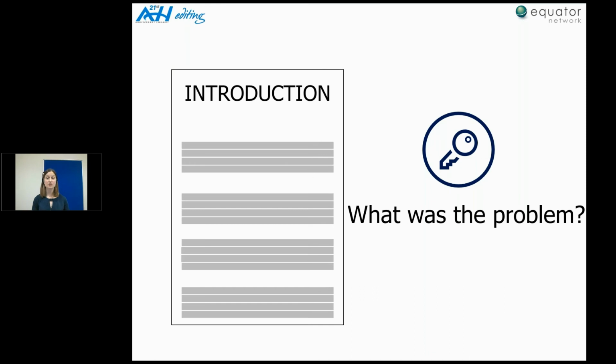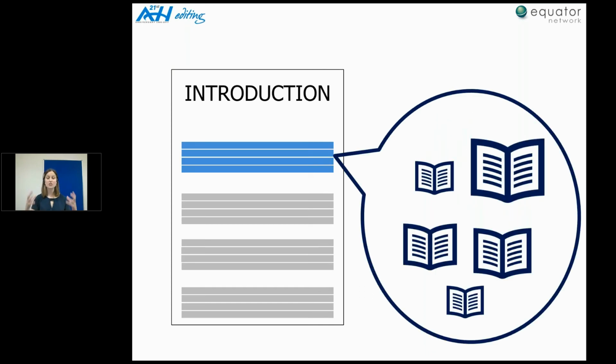So in your first section, set the scene. Tell us which general academic area we are in. What are we thinking about? What are we talking about? And cite a few of those major papers.